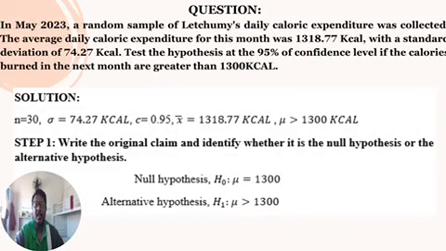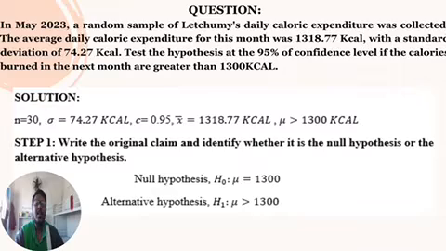This is the question, and it states that in May 2023, a random sample of Lakshmi's daily calories expenditure was collected. The average daily calorie expenditure for this month was 1,318.77 calories. With a standard deviation of 74.27 calories, test the hypothesis at the 95% confidence level if the calories burned in the next month are greater than 1,300 calories.